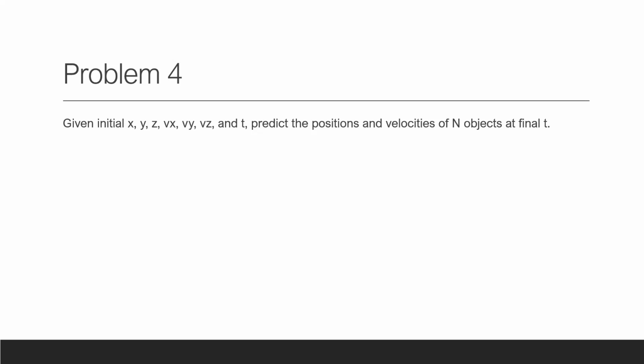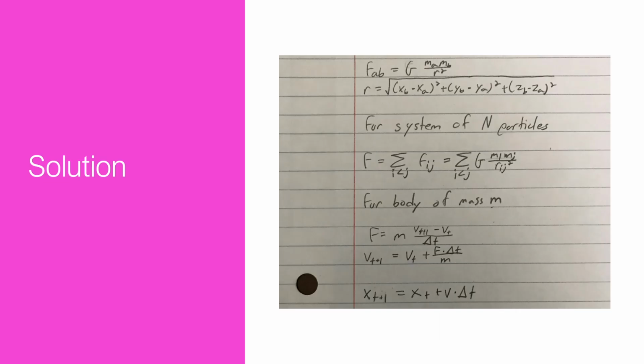So for our final problem, given the initial x, y, and z, vx, vy, vz, and time, predict the positions and velocities of the n objects at final t. So our theoretical solution was the same thing except you're accounting for the z positions too now. So in your radius, you have to account for that by adding a z of the first object minus z of the second object squared. And most of the calculations are still the same from the other n-body problem.